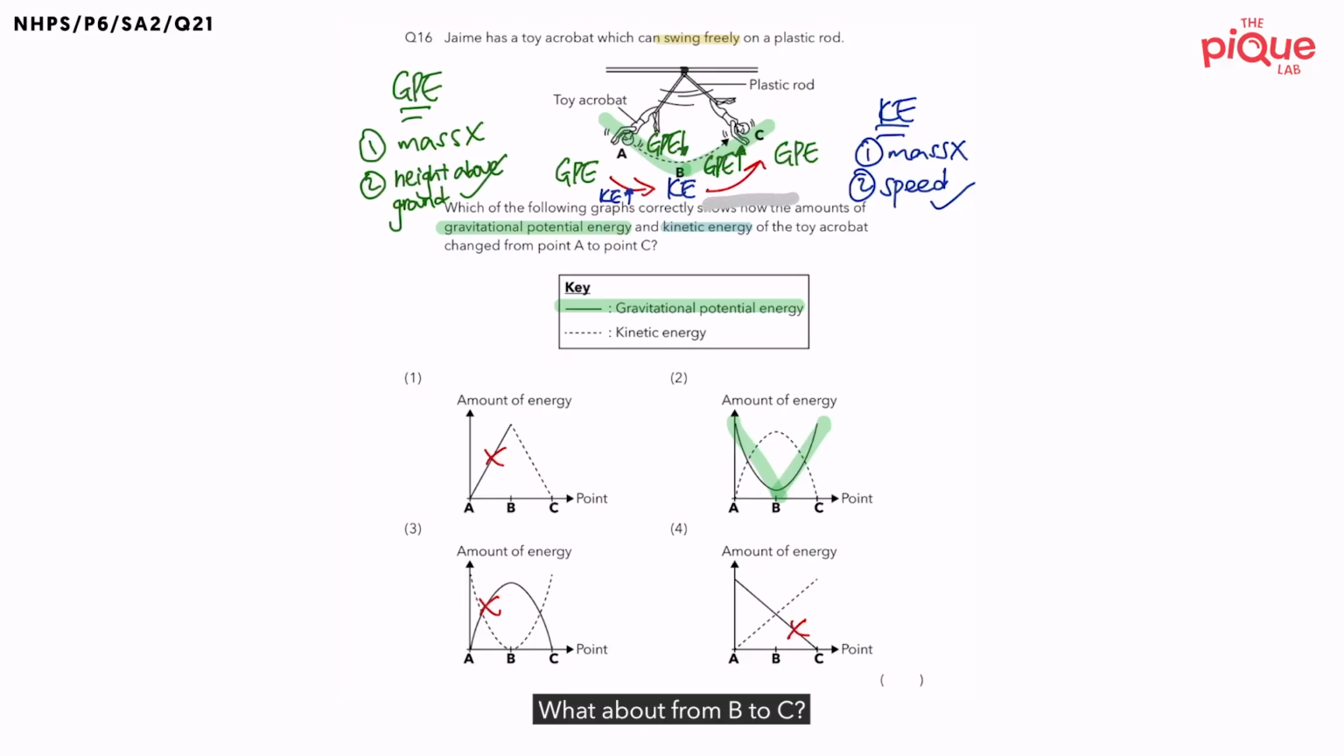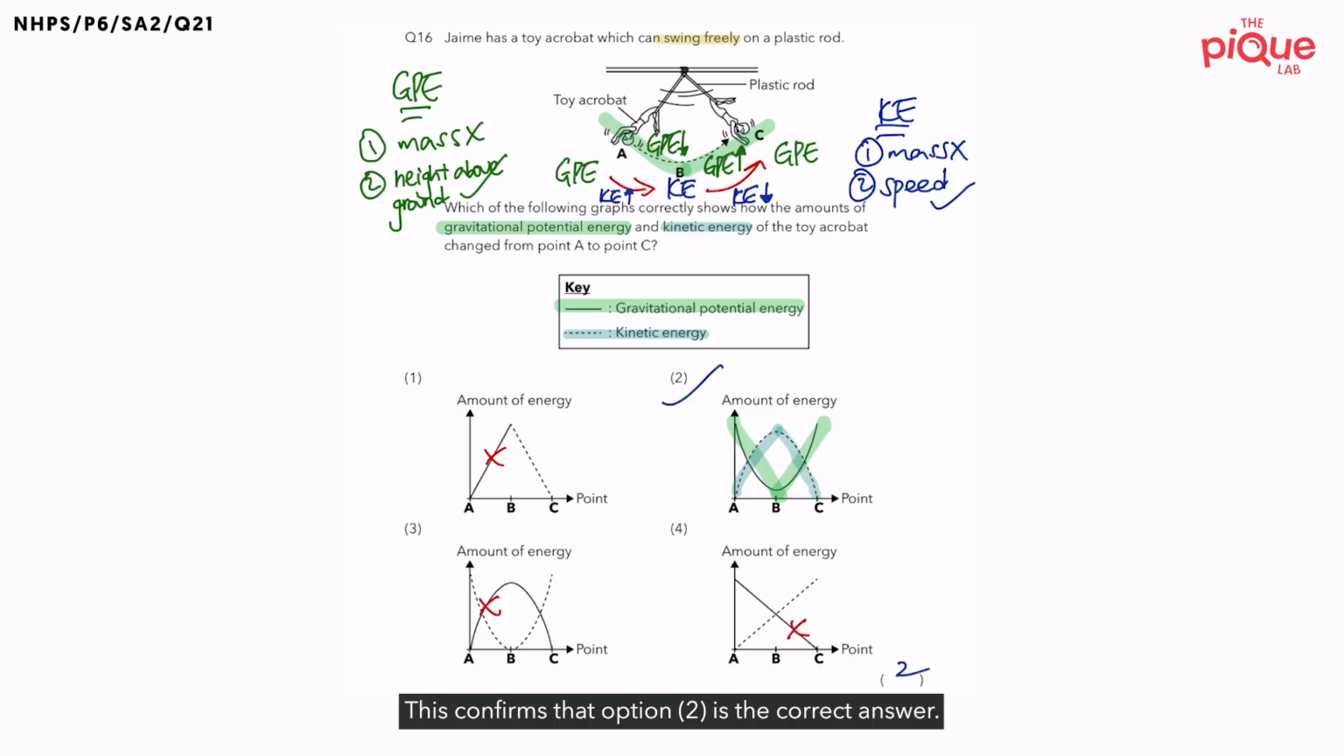What about from B to C? Kinetic energy should decrease. This is similar to when the roller coaster goes up the ramp. It typically moves slower up the ramp because it possesses less kinetic energy. Thus, kinetic energy decreases from B to C. With kinetic energy represented by the dotted lines, do we see the graph in option 2 increasing to B and decreasing to C? Yes, this confirms that option 2 is the correct answer.